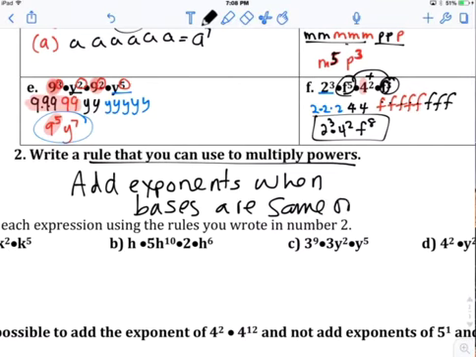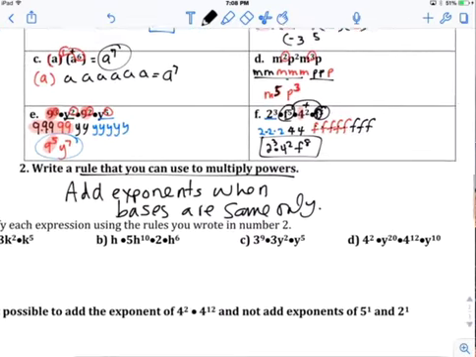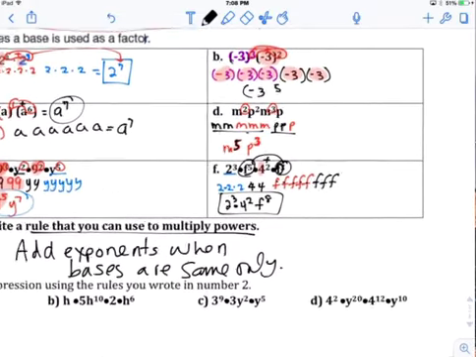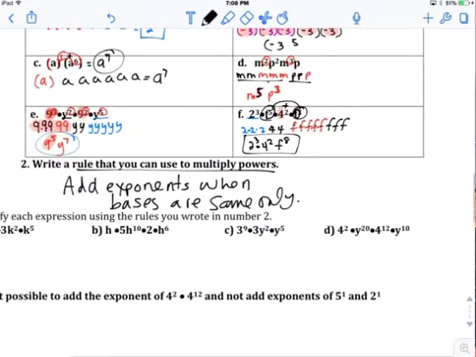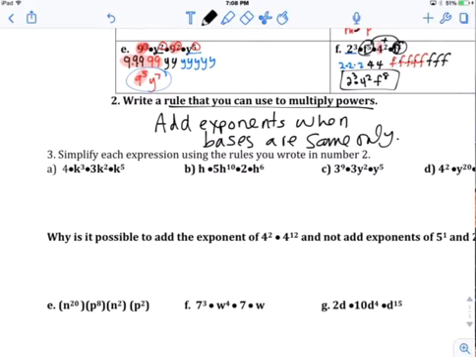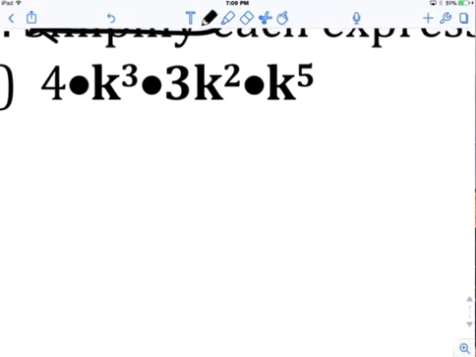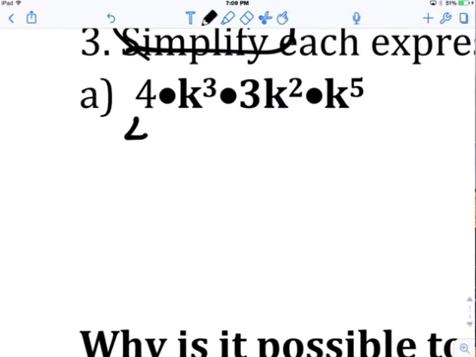Same only. Okay. So for example, like these two right here, M and P, the bases are not the same. You can't add them, right? You can't add 5 and 3. Okay. So this one here, simplify means to evaluate them. Okay, so let's see if we can evaluate. Here, you can evaluate the 4 to the 1st, 3 to the 1. You can evaluate that to get 12.